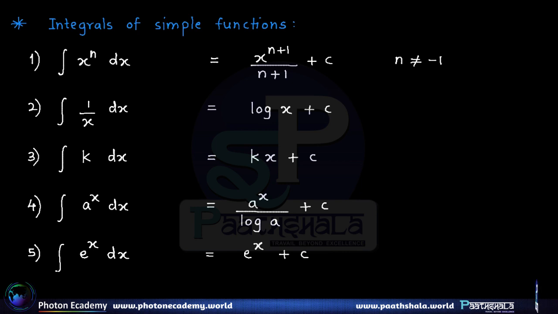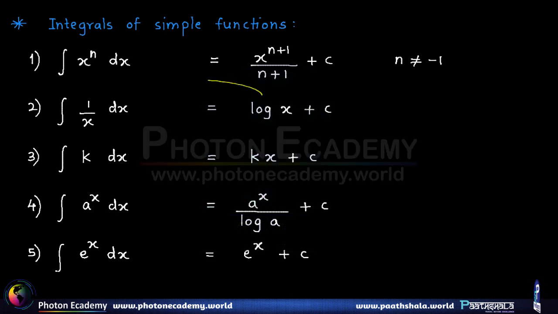Now the second one is that the integral of 1 upon x is log x, because we know that the derivative of log x is 1 upon x. So that's the opposite process that we are following. Then the integral of k is kx, because once again the derivative of kx is nothing but k, right?